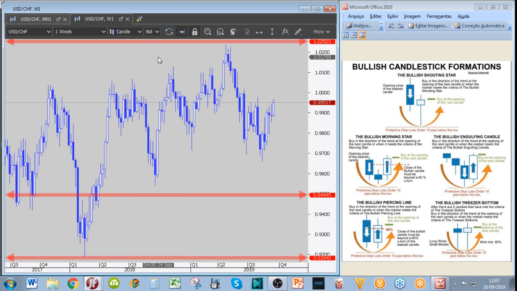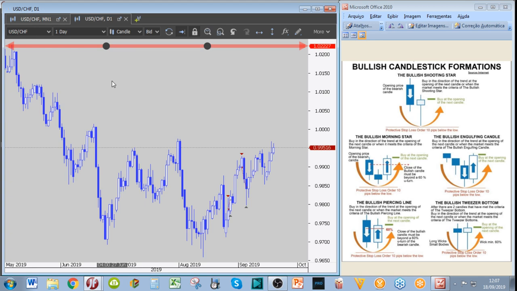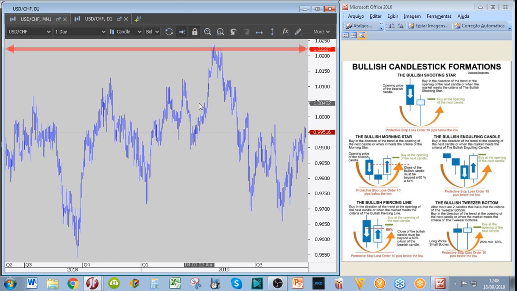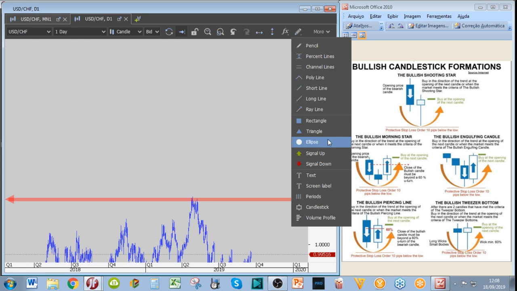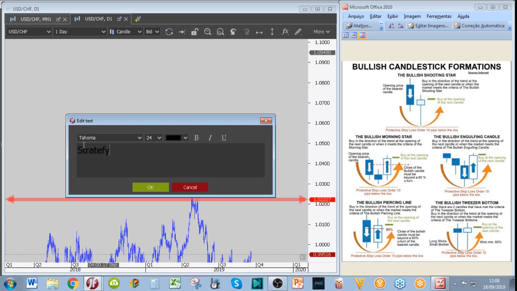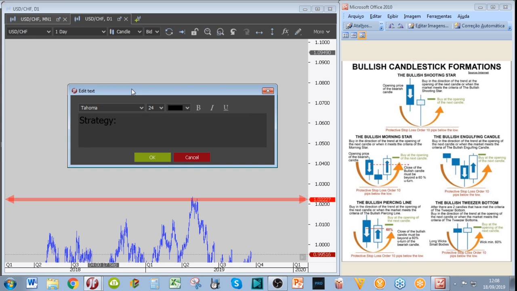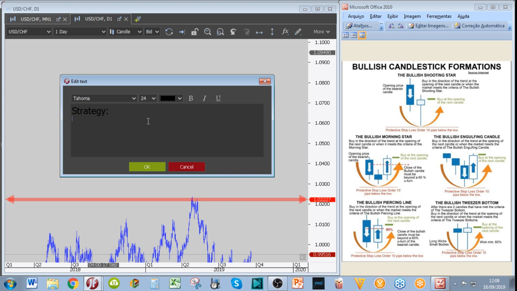There you go. So this is the weekly, and we're going to jump onto the daily chart. Okay, daily chart. And remember, yesterday we were trying to start building our strategy. We said, everybody, you can accept what you like, you can reject what you don't like. You can take what you like, what you think is okay, you can take out. So we're going to enter strategy.